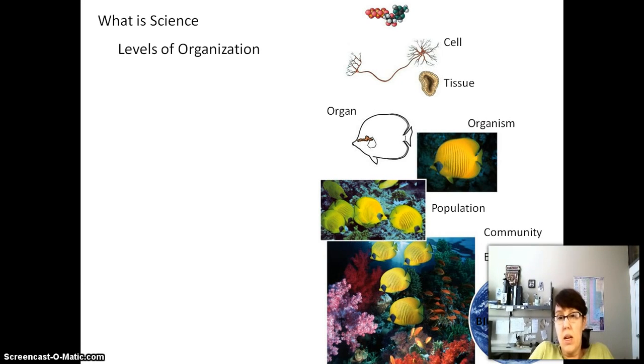Ecosystem is one level higher than community, and the ecosystem refers to both the living and the non-living parts of a place. So the ecosystem consists of the community, so those are living organisms, and the non-living, such as the rocks, what kind of weather patterns you've got, where are the nutrients and minerals found in that system.